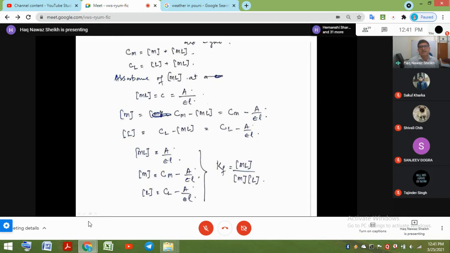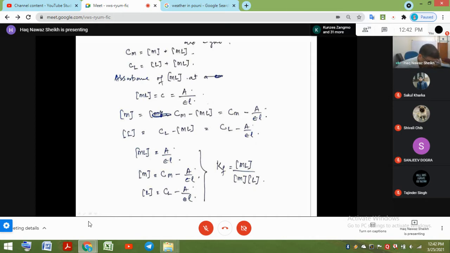Similarly, concentration of ligand is Cl, which is A by molar extinction coefficient into L. So you have 3 things. ML itself is A by molar extinction coefficient into L. M concentration is also known, L concentration. You put these values here and you find out the stability constant.